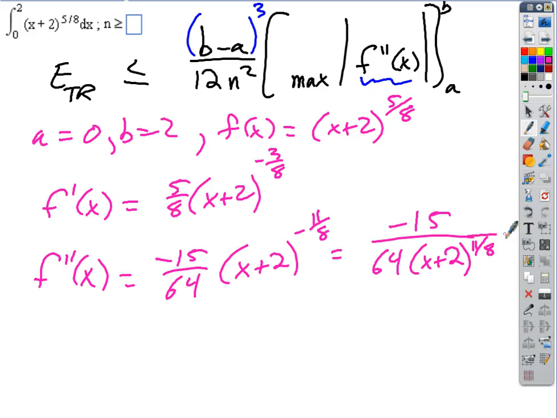Okay, so then we're looking for the absolute value, which is going to take care of the negative side, right? We want the value to be maximized. Now the only variable shows up right there. That's the only thing we can control.